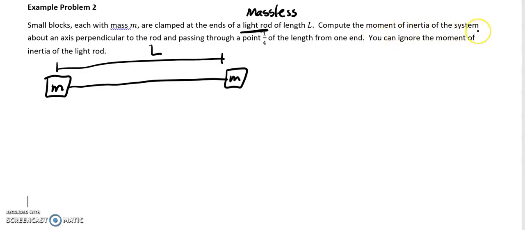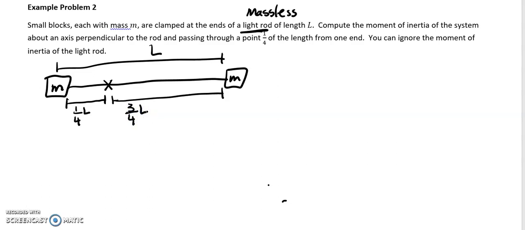Compute the moment of inertia of the system about an axis perpendicular to the rod and passing through a point 1/4 of the length from one end. Okay, so let me draw that. So this is going to be 1/4 L. And again, it tells us you can ignore the moment of inertia of the light rod. Oftentimes, light rod and massless rod are synonymous with ignoring the inertia of the rod. Great, so that's 1/4 L. And this length right here, just to label it, is going to be 3/4 L.